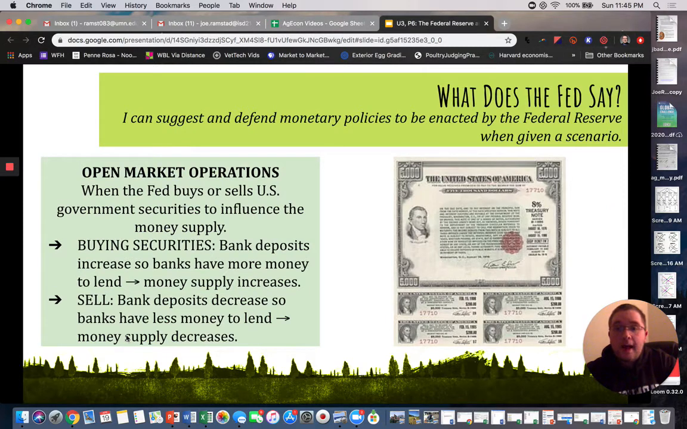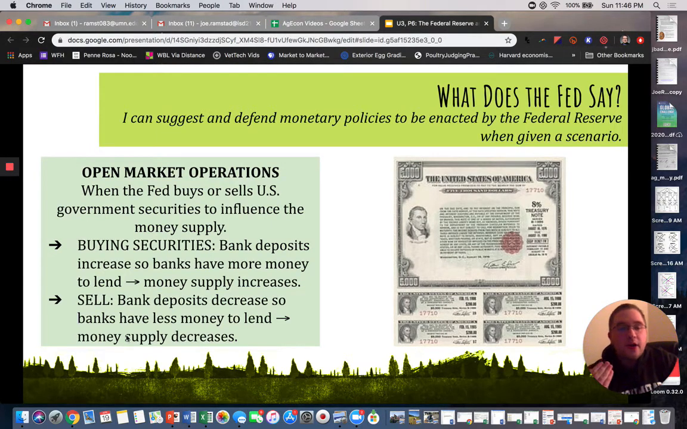So the open market operations are when the Fed buys or sells U.S. government securities to influence the money supply. And a picture of one of those is over to the right, very fictional, but buying securities, so these are these little papers. Bank deposits increase, so banks have more money to lend, and therefore the money supply overall increases, okay? So when the Fed buys securities, we're able to increase the overall money supply. When we sell securities, the bank deposits decrease, so banks have less money to lend. Therefore, the overall money supply decreases.